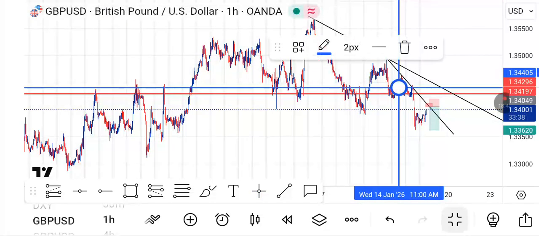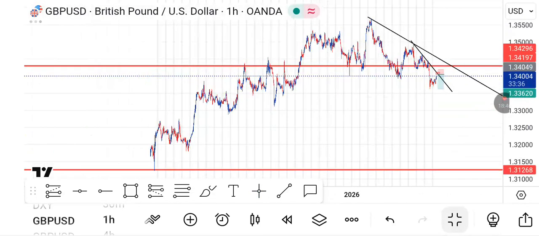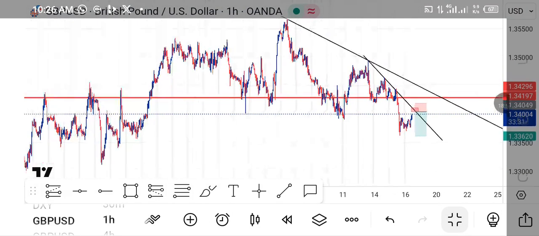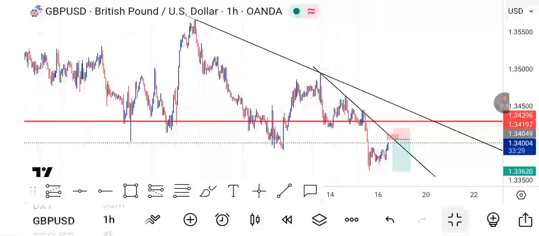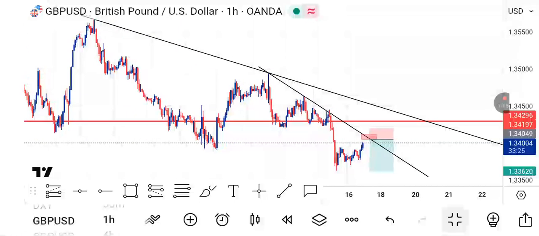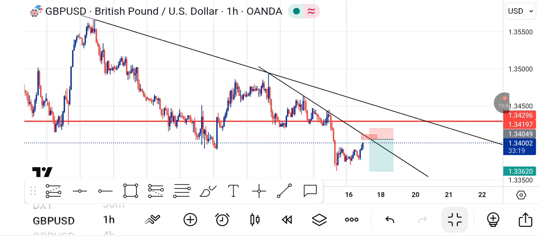So this is how to do analysis on any pair of your choice, be it any currency pair at all. This is called a top-down analysis, from the higher time frame to the lower time frame. This is how it is done.